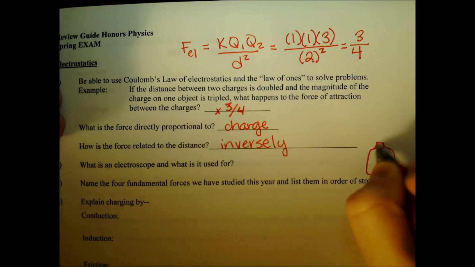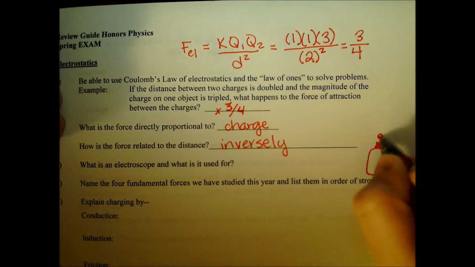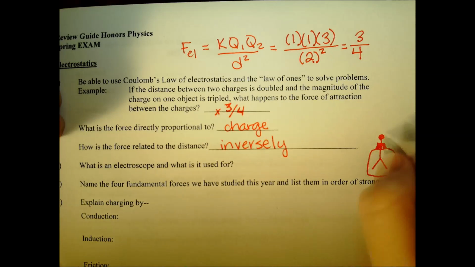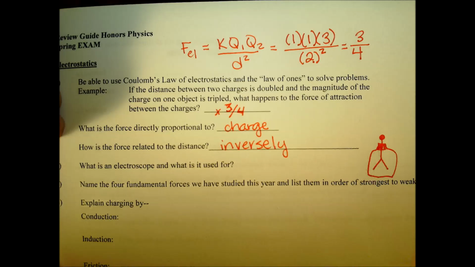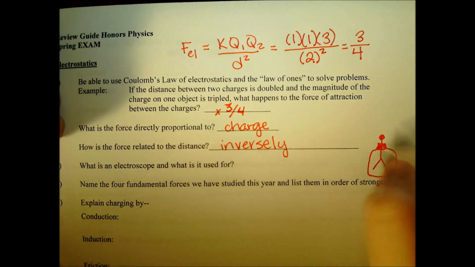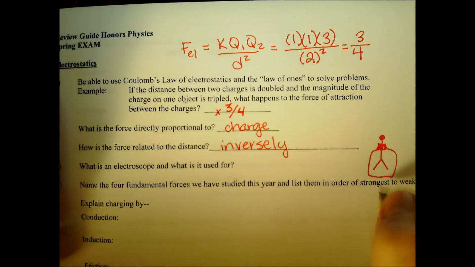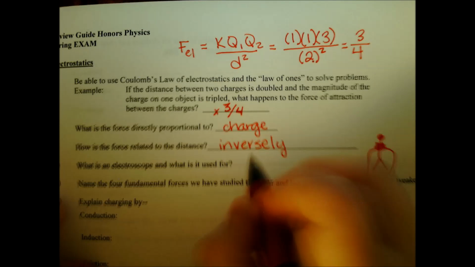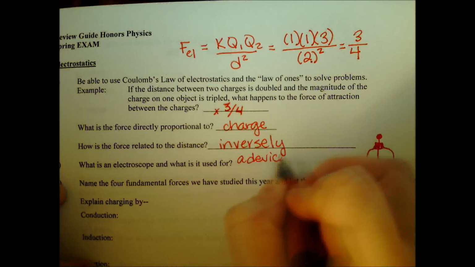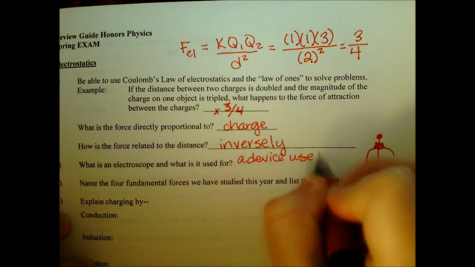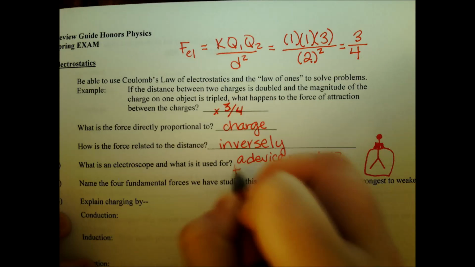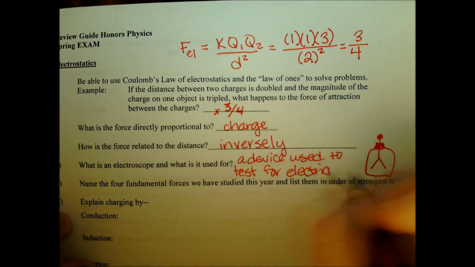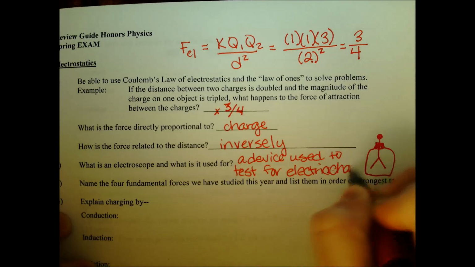Now, an electroscope was the funny looking thing in a jar that we kind of talked about. I could never get the one in my classroom to work very well, but it consisted of two metal leaves inside. If you touched it with a charged object, the leaves would split apart. If you touched it with a neutral object, the leaves would continue to hang straight down. So an electroscope is a device used to test for electric charge.